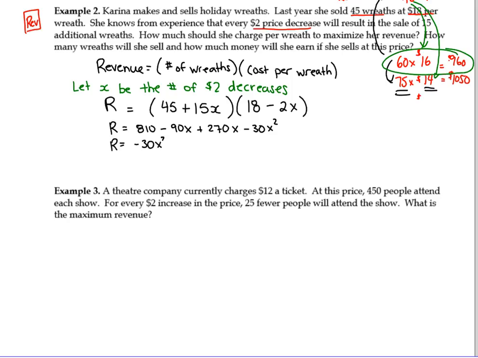Okay. So I'm going to rewrite this. X squared first, negative 30x squared, collecting our like terms. So if you have 270x minus 90x, gives you 180x. And then our constant is 810.